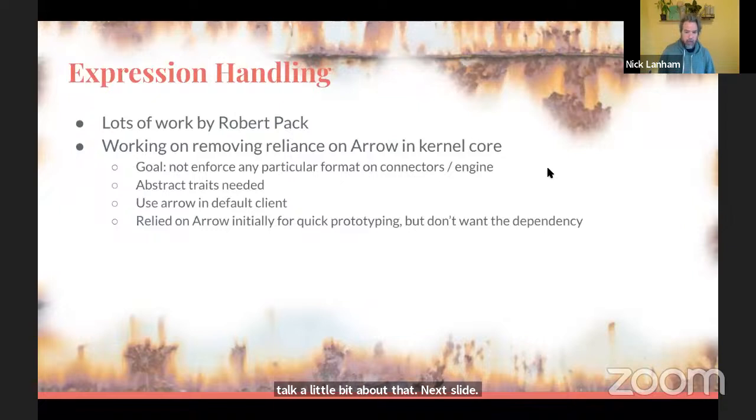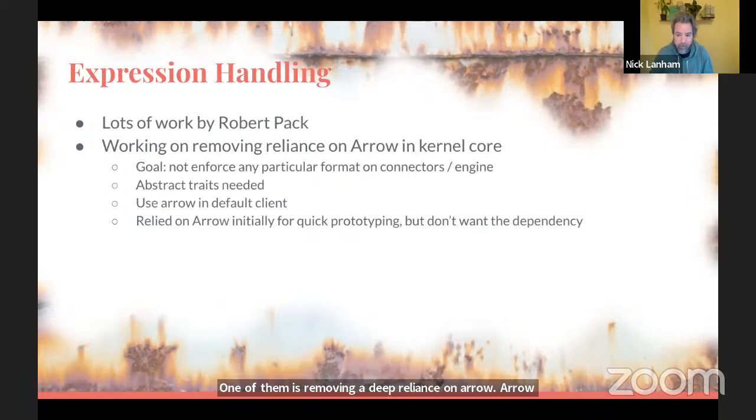One of the things we've been working on is expression handling. I want to thank Robert Pack, one of our open source contributors, who has been doing a lot of work on this. There are a couple of main goals here. One of them is removing deep reliance on Arrow. Arrow is great. We definitely plan to continue to use Arrow in our default implementation of the kernel, but we want to not enforce any particular format. So we're abstracting Arrow out. We'll continue to use it in our default client, but we don't want to keep the dependency forever. Next slide.